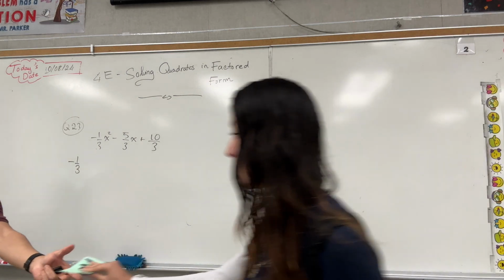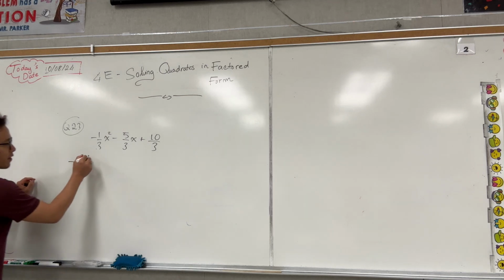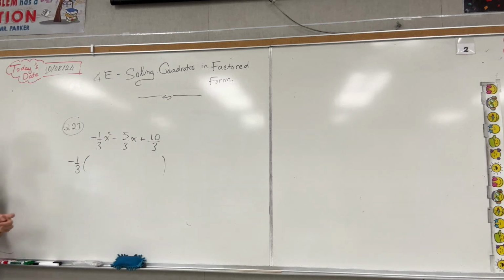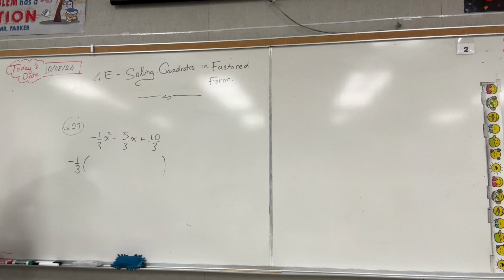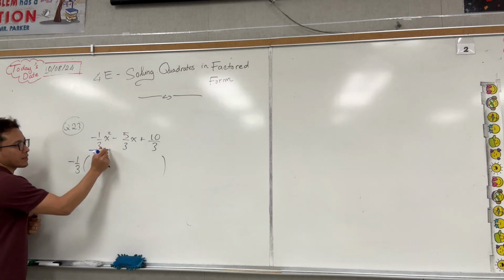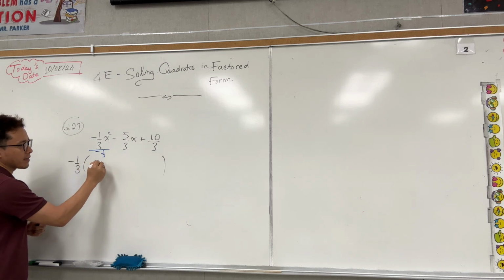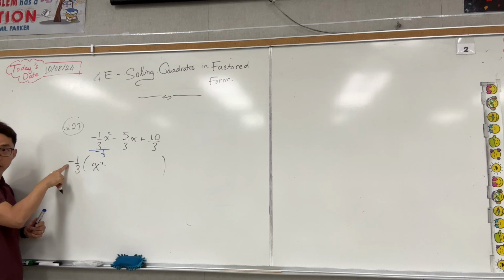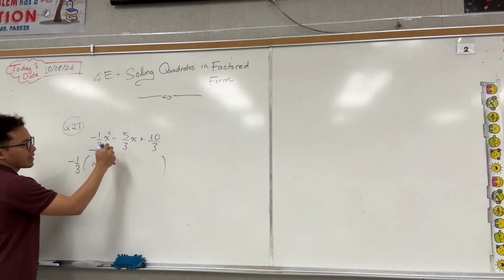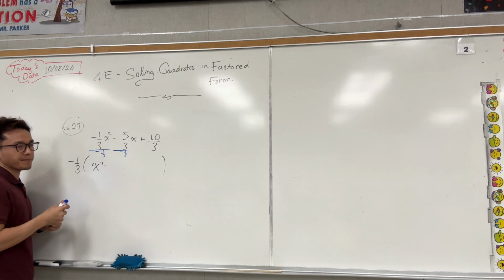That's good. Is there any letter we can take out? No. So negative 1/3 is the GCD. Okay. What do you have left? You take out a negative 1/3. That means you divide it. What do you have left? X squared. Right? No more negative because you took out a negative already. And then negative 5/3, you divide it by negative 1/3. What do you have left?